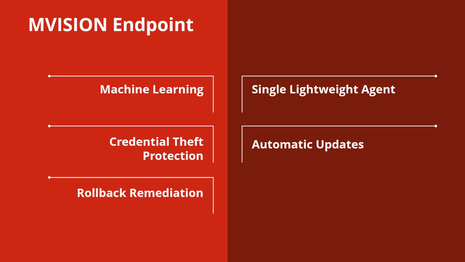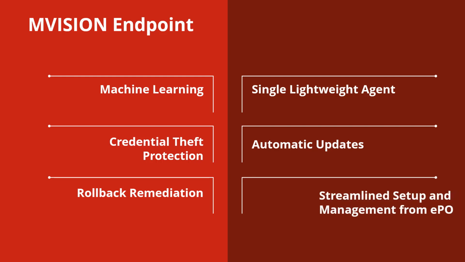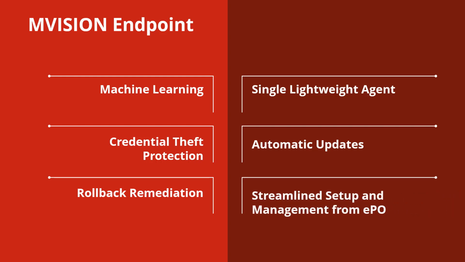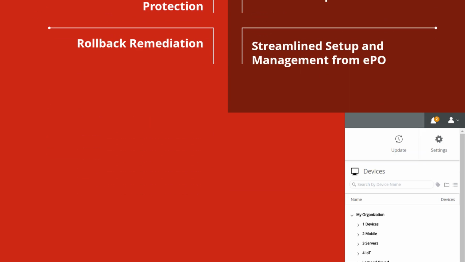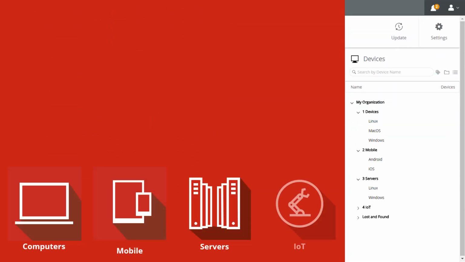Updates will also be automatically delivered to the client, ensuring that it's always up to date. When managed with MVISION EPO, just point your browser to the cloud and deploy an agent, and you're ready to go. McAfee also protects the entire digital terrain, not just a single device type.